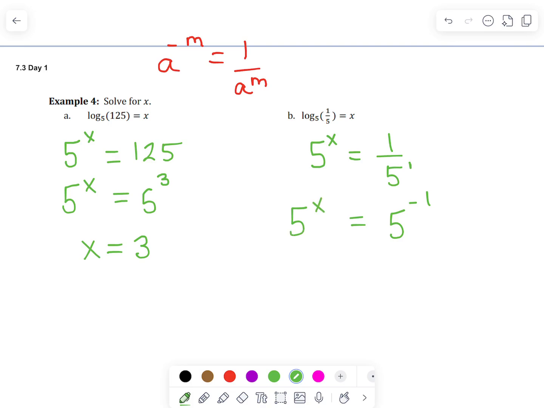Now my bases are the same. My bases are the same, so my exponents have to be the same, so they're equal. So x equals -1.